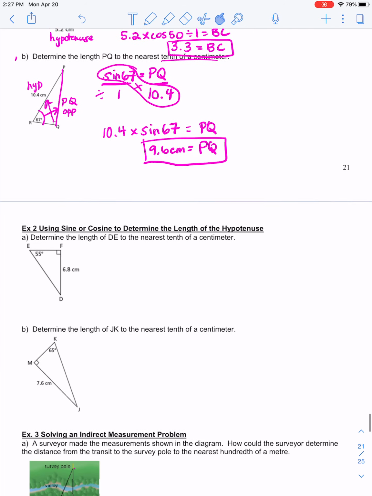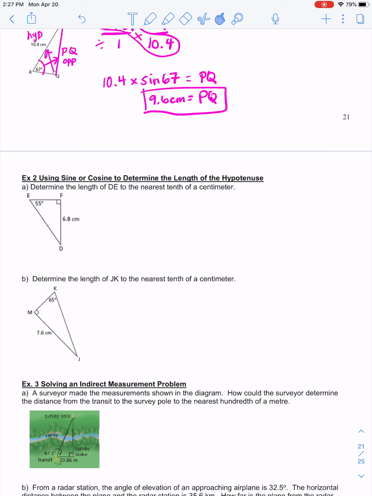Okay, let's keep going. Example 2, using sine or cosine to determine the length of the hypotenuse. I'm going to do the exact same thing: label my sides and see which trigonometric ratio to use. Again, to review, sine of theta is equal to opposite over hypotenuse, and cos theta is equal to adjacent over hypotenuse. So I go to my triangle, here is my angle, across from that angle is my opposite side. And I'm looking for side DE, so this is the hypotenuse, let's call it DE.